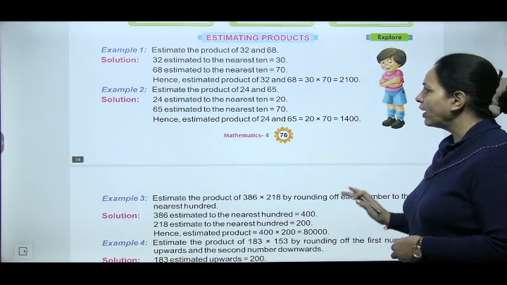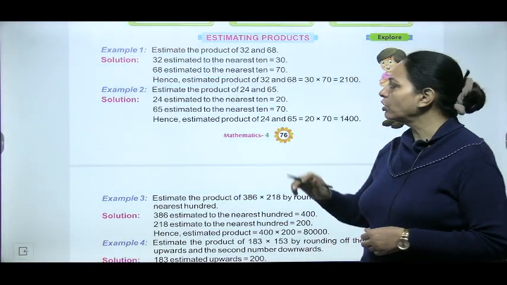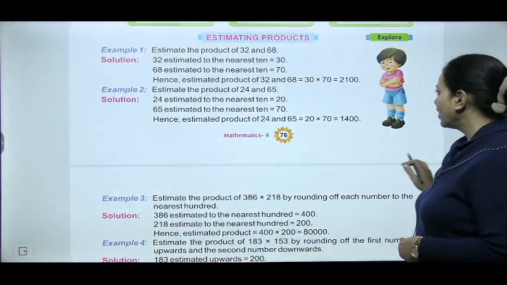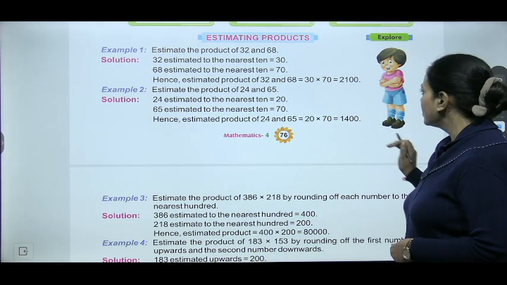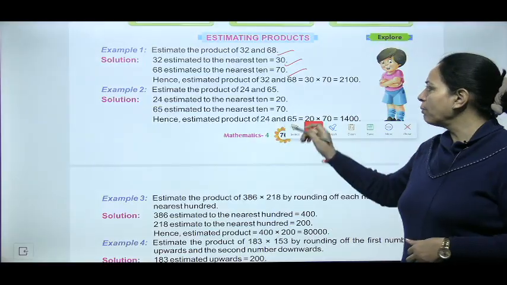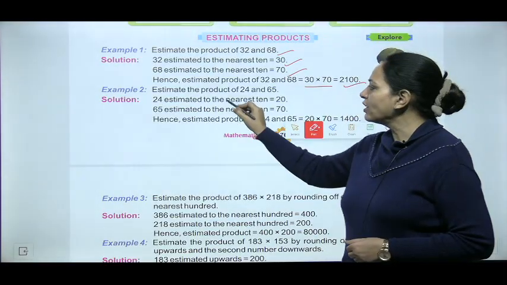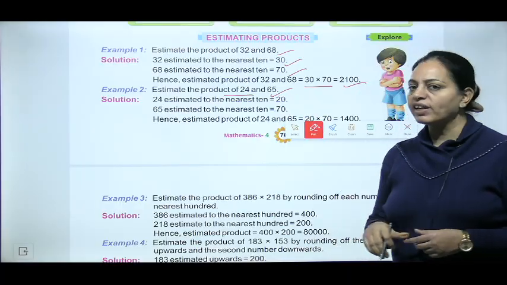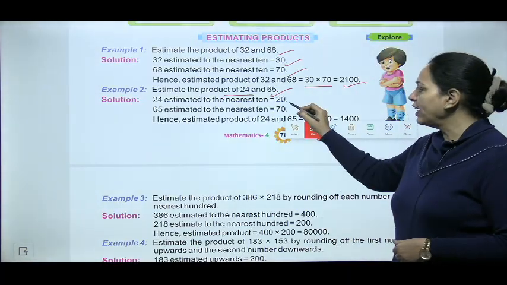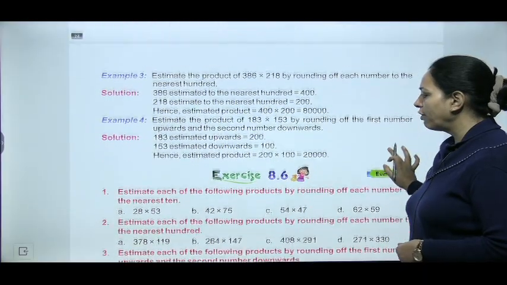Now we are talking about estimating product. Example 1. Estimate the product of 32 and 68. So to the nearest 10, 32 is 30 and 68 is 70. So 30 multiply 70, 2100. Example 2. Estimate the product of 24 and 65. So 20 and 70 multiply, answer is 1400.